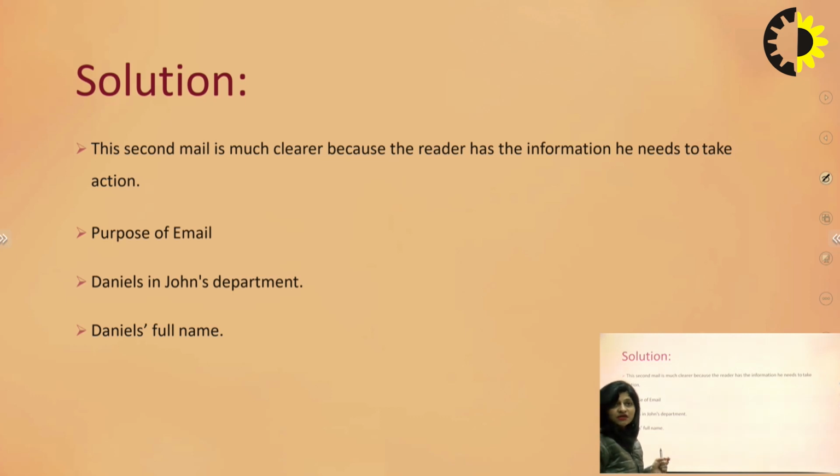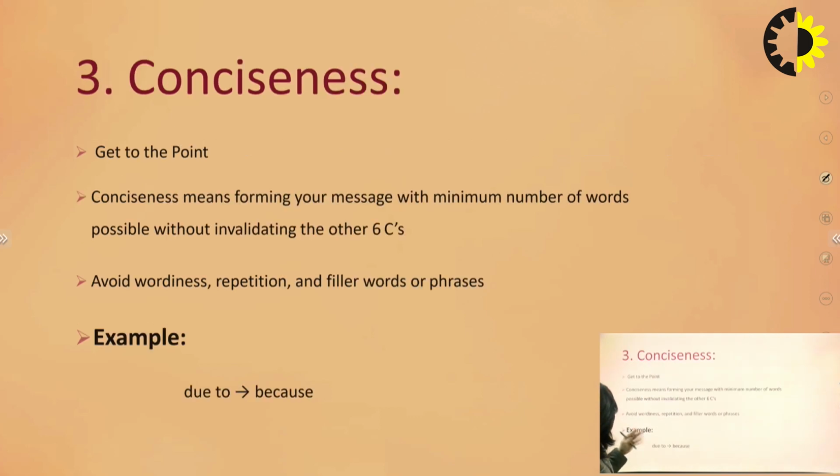So the second mail is much clearer because the reader has the information he needs to take action. So the purpose of the email is clear. Daniel in John's department, that is all clear, and we have given the full name of Daniel.